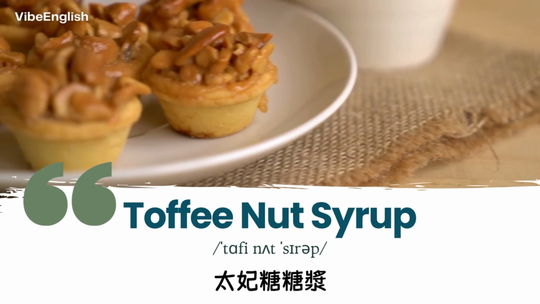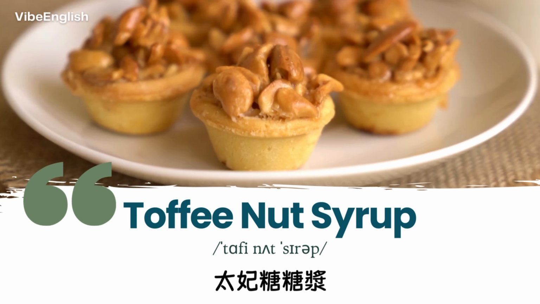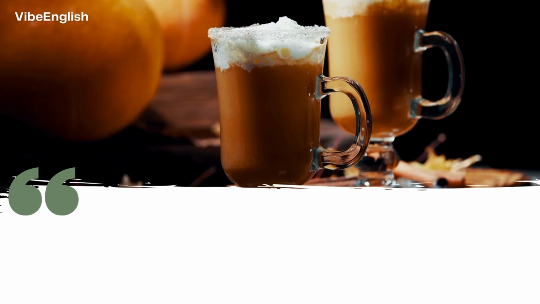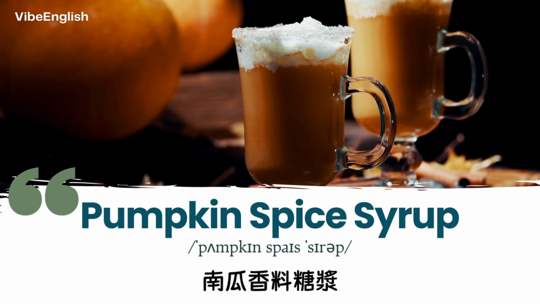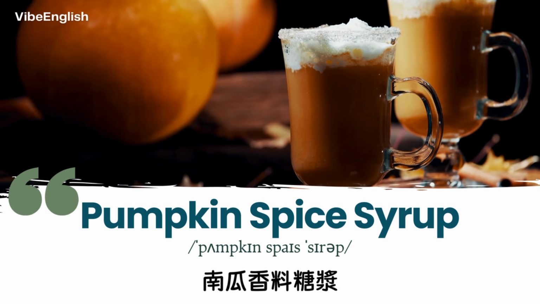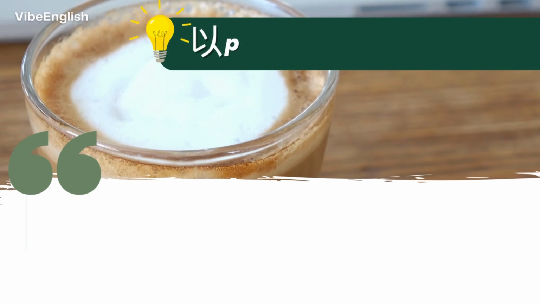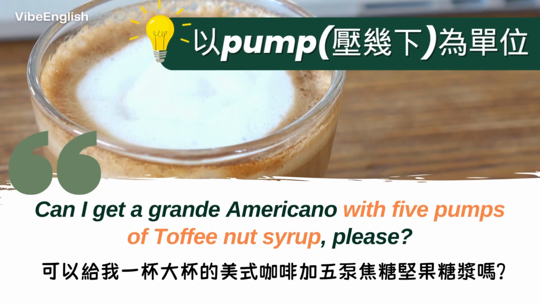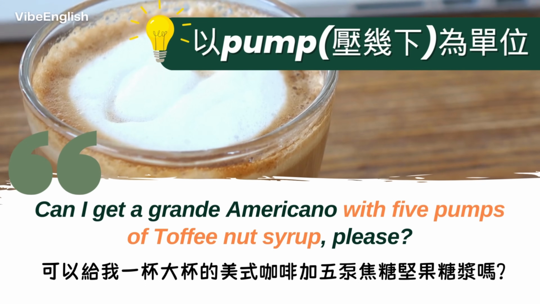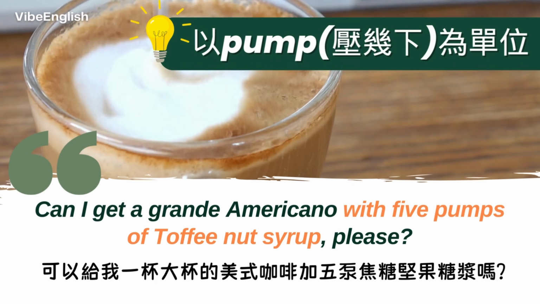太妃糖糖浆 Toffee nut syrup. 南瓜香料糖浆 Pumpkin spice syrup. Can I get a grande Americano with 5 pumps of toffee nut syrup, please?